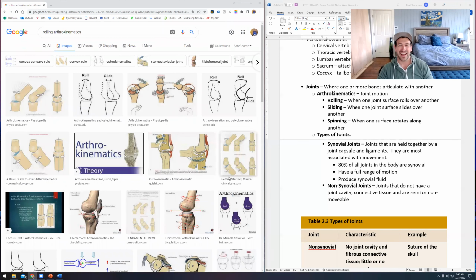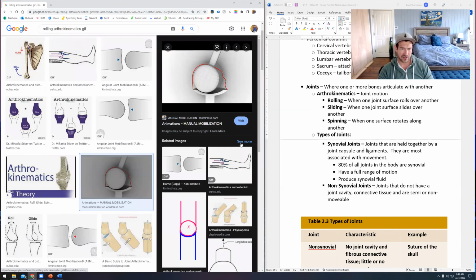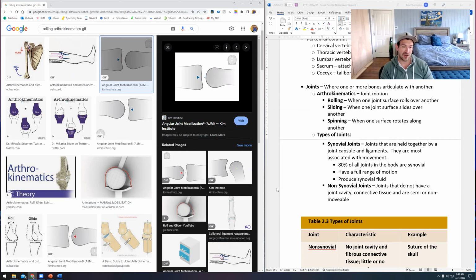So a rolling action is where one bone is basically rolling over the surface of another, right? Let's see if I can find a good image of this. Yeah, kind of looks just like that, right? You can see it's literally just going to roll from place to place. Pretty simple, right? So that's our first one.